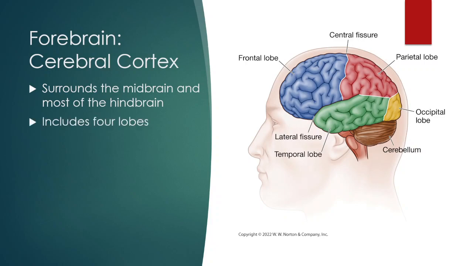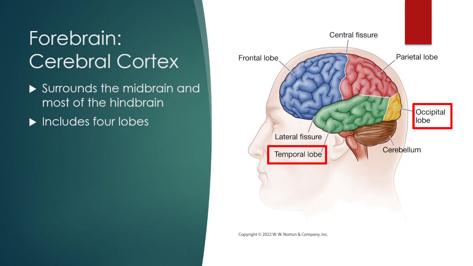So there are 4 lobes present in your cerebral cortex. There's the frontal lobe, conveniently named because it's in front. There's the parietal lobe, which is basically on the top of your head towards the back. There is the occipital lobe, which is in the very back of your brain. And then you've got the temporal lobe.